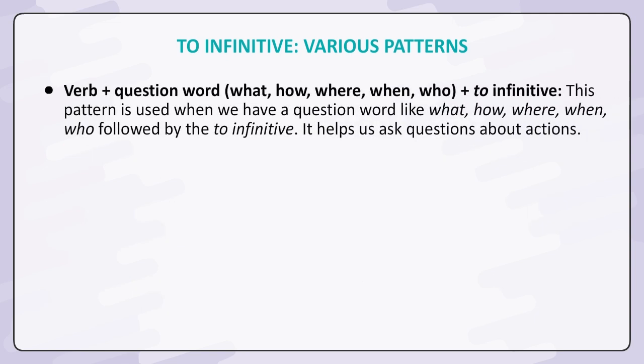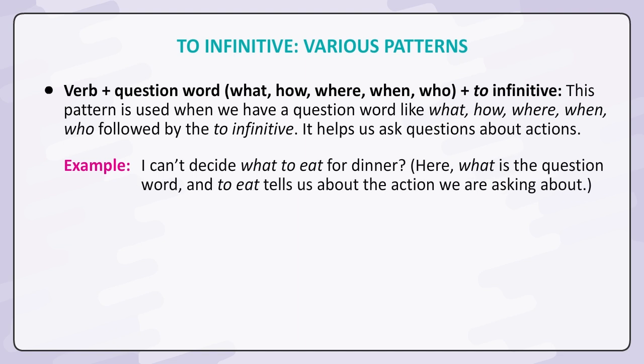Verb plus question word. What, how, where, when, who, plus to infinitive. This pattern is used when we have a question word like what, how, where, when, who, followed by the to infinitive. It helps us ask questions about actions. Example: I can't decide what to eat for dinner. Here, what is the question word, and to eat tells us about the action we are asking about.